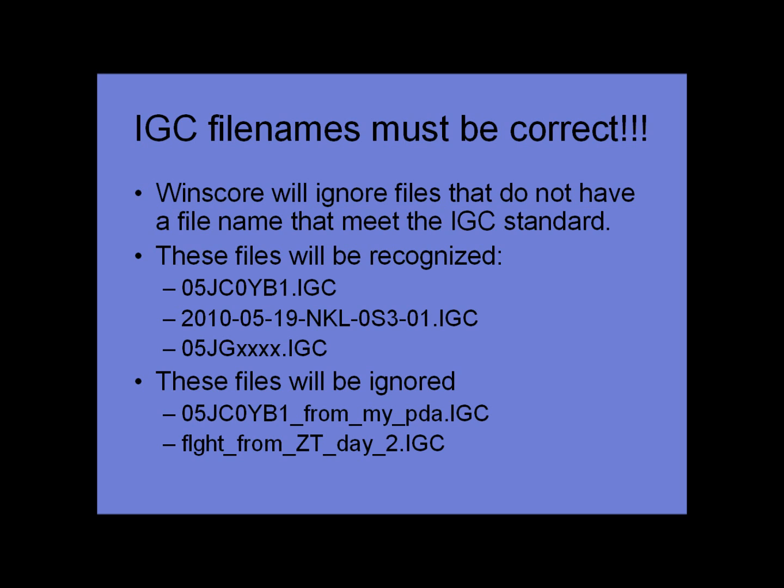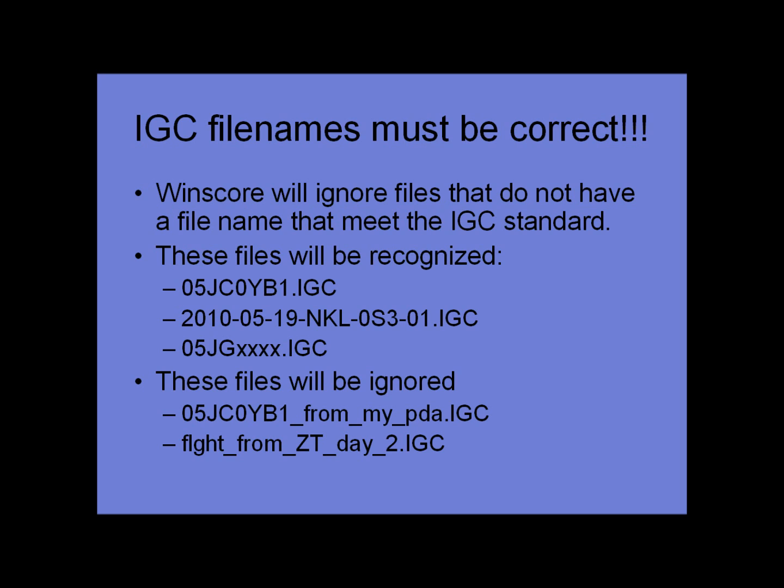And the IGC file names must be correct for Winscore to use them. Winscore will ignore files that do not have a name that meets the IGC standard, either the long standard or the short standard. For example, the following files we recognize. There's a short file name, begins with 05J, that's fine. A long file name, 2010 0519, that's fine. Even the next file is fine because the first three letters match the date of your contest.